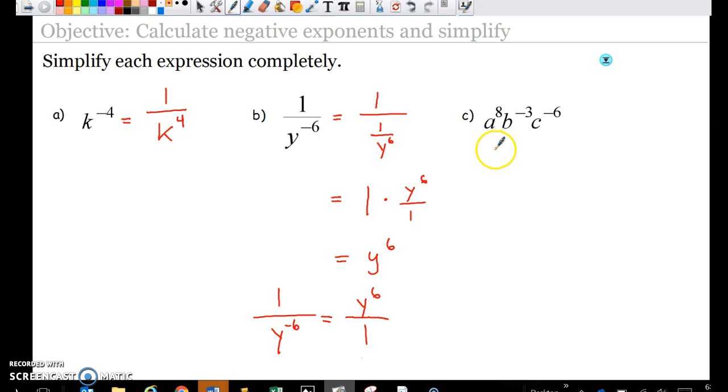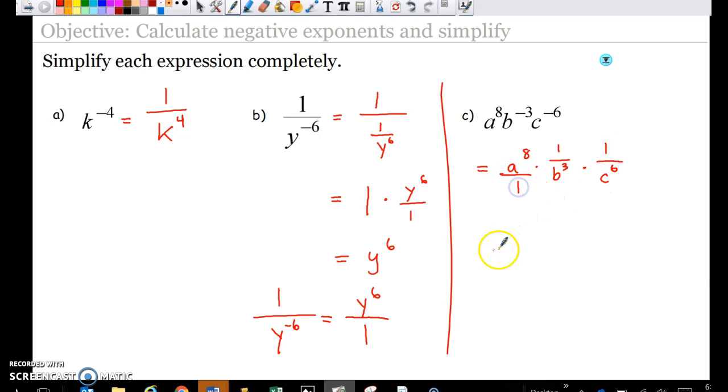Let's look at c. I have a to the 8th power, b to the negative 3rd, c to the negative 6th. So that's the same thing now as a to the 8th multiplied by the reciprocal of b to the 3rd, 1 over b to the 3rd, times the reciprocal of c to the 6th, which is 1 over c to the 6th. Now if that is 1 in the denominator, I'll multiply across. I get a to the 8th power divided by 1 times b to the 3rd times c to the 6th. So b to the 3rd, c to the 6th. And you notice that we move from the numerator of this fraction to the denominator when you have a negative exponent.